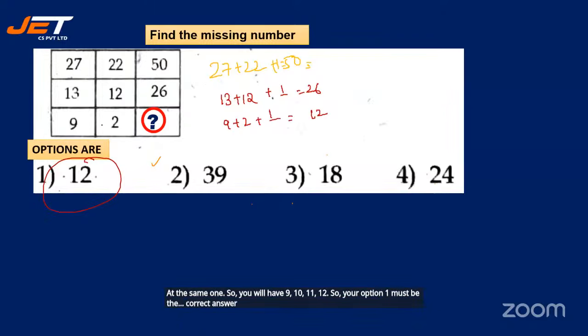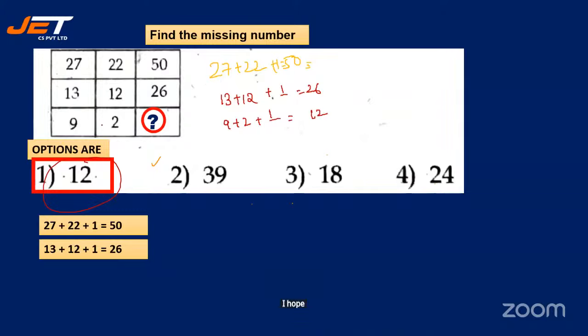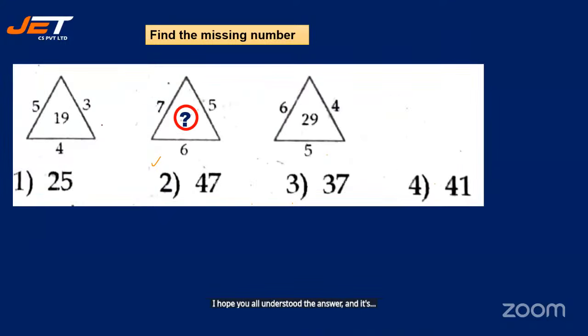I hope you all would have got the answer and it's clear. Now see the next question. We have three triangles. Inside the triangle we have 19. Outside we have 5, 3, then 4. And the second one we have 7, 5, and the base is 6. And in the third triangle we have 6, 4, then the base is 5.